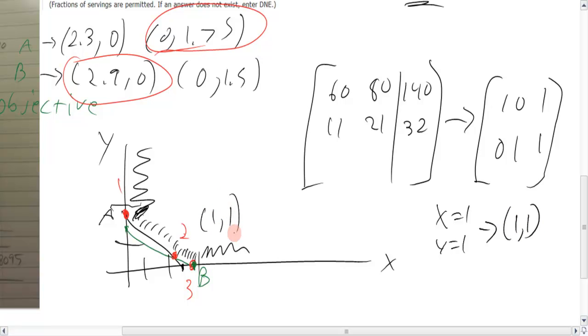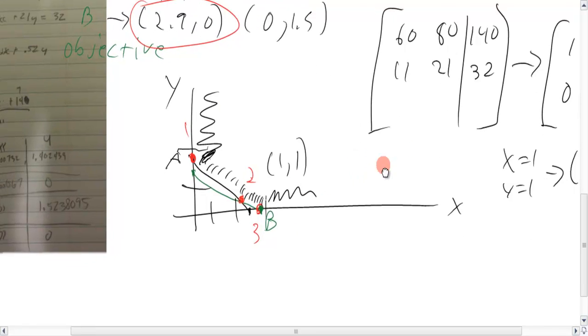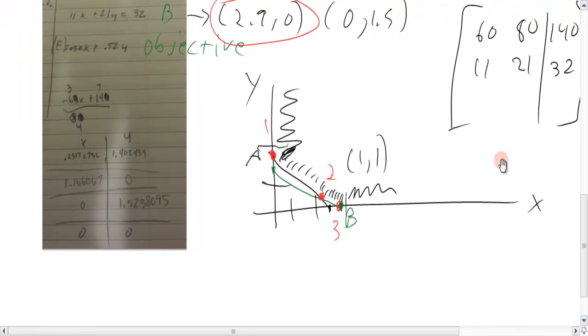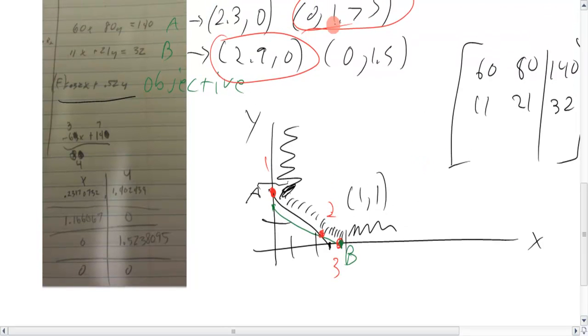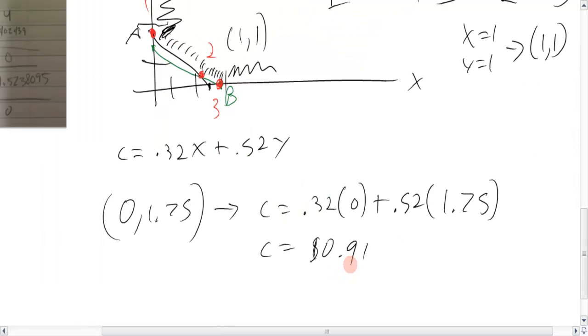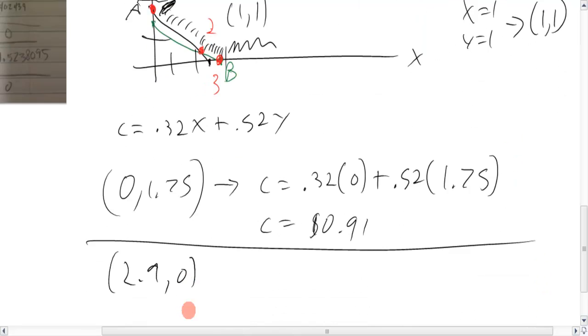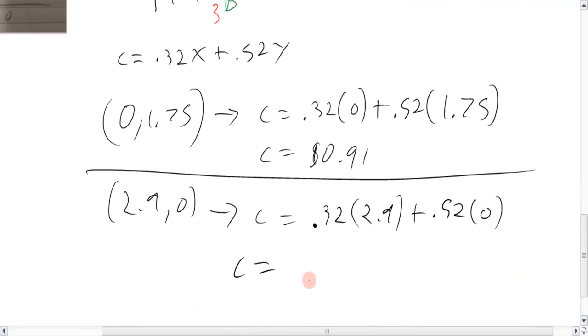So now we need to take all three corner points and test them in our objective equation. We're going to take our objective, which you have written right there, substitute in the value of (0, 1.75), the value of (2.9, 0), and then the value of the third one, (1, 1), and we'll see which one gives us the least cost. Doing that for the first point, taking our cost equation, the objective, substituting in 0 for x, substituting in 1.75 for y, that gives us a cost of 91 cents. Now we repeat that with the next point, which was (2.9, 0).